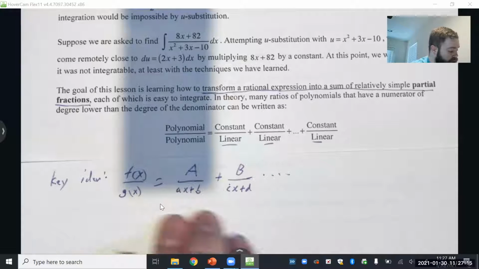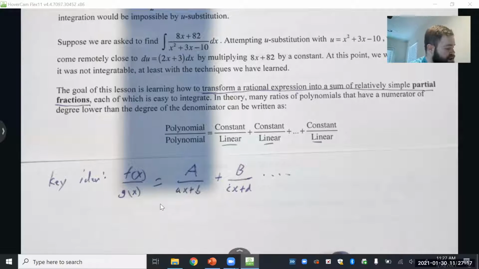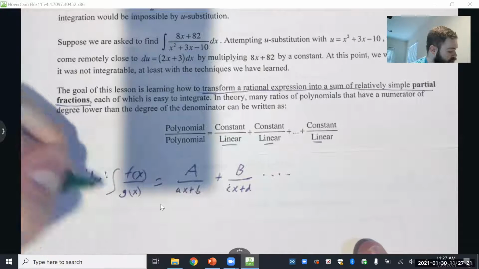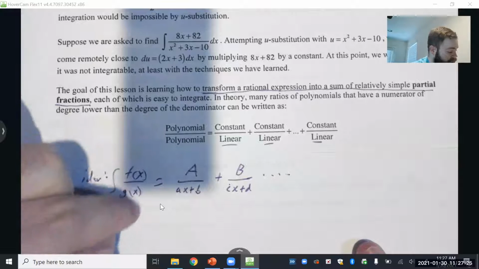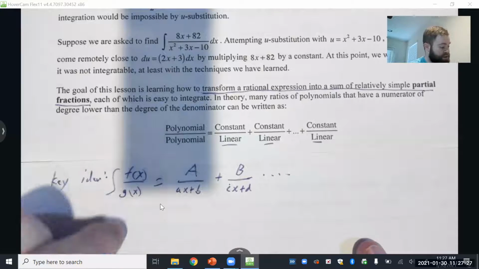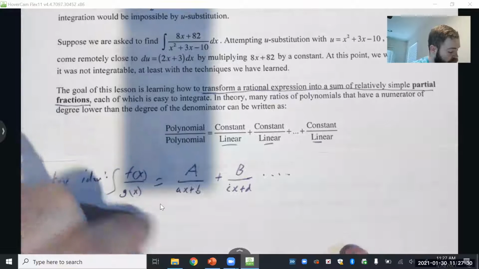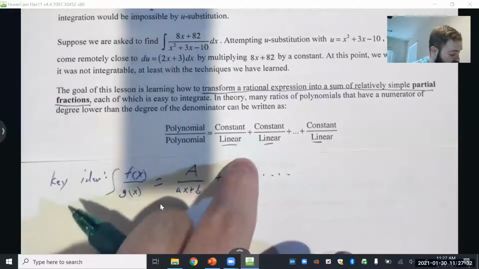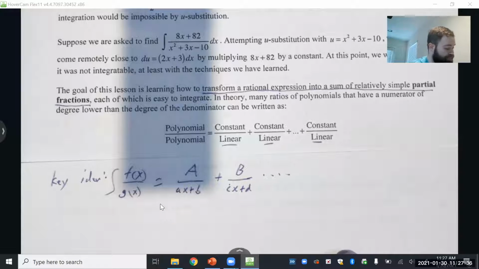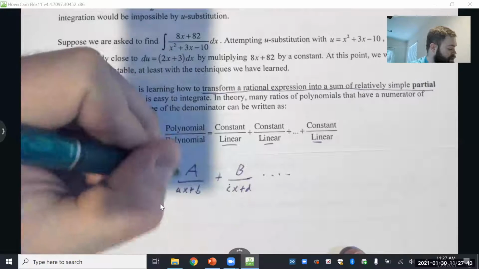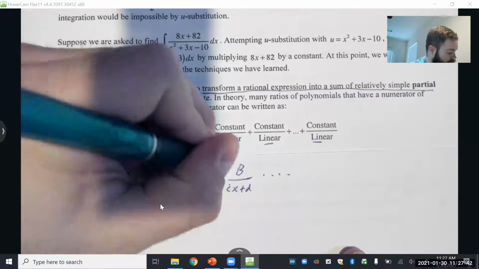And this makes it a whole lot simpler, because now if I was to try to integrate this, we started off with this left side. We want to integrate that left side, but we can't as it currently is. So we're going to split that polynomial over polynomial into A over ax plus b plus B over cx plus d, and then there could be more terms than that, usually not tons. And so the idea is we would now want to integrate that.